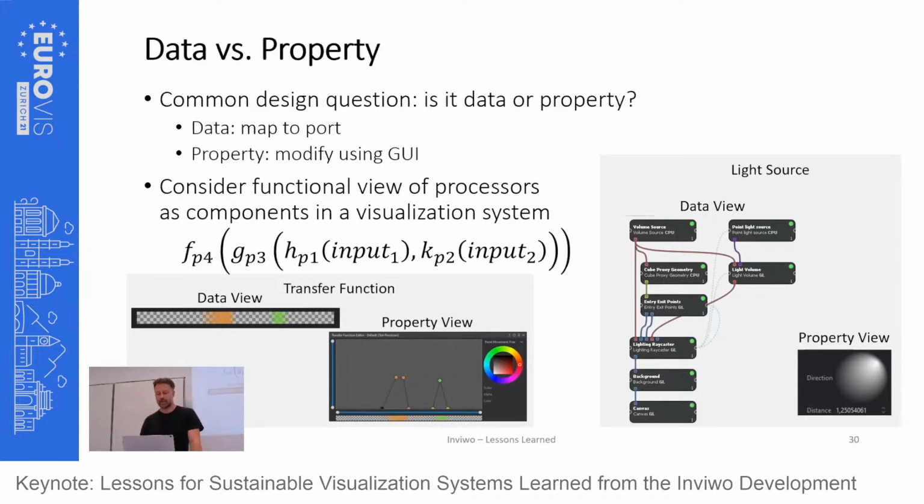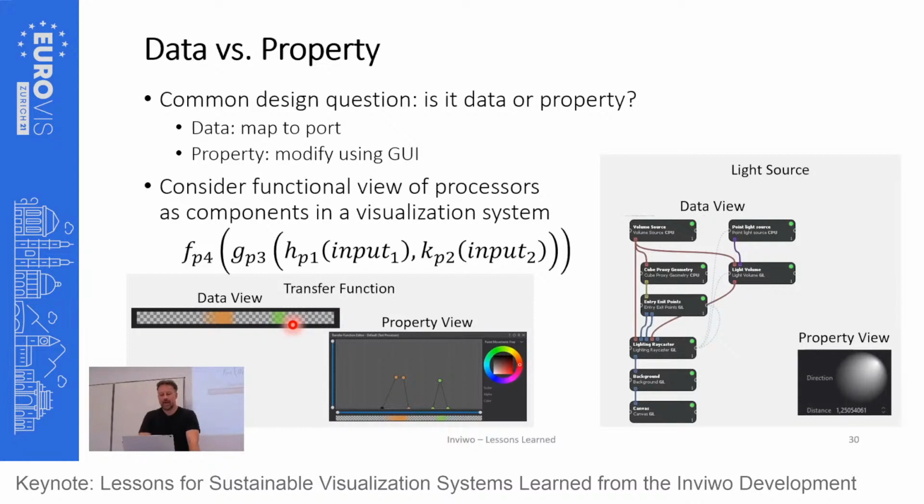If it's data, it's mapped to ports, so it will flow like this. If it's a property, then you have GUI elements to edit it. And this question needs to be answered in some way or the other, right? So if you look at the transfer function, for instance, you could say, okay, 1D transfer function is a 1D image, 2D transfer function is a 2D image, 3D is a volume. So why not use the ports for images, volumes, and so on to pass this through?